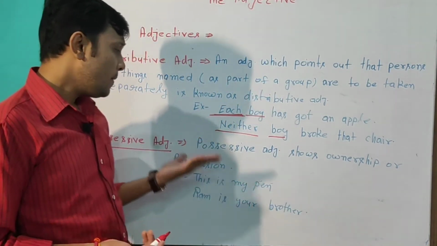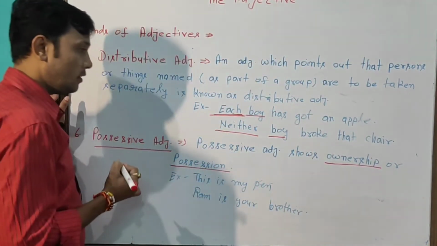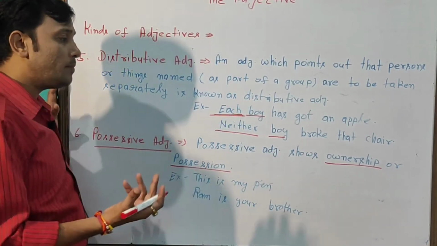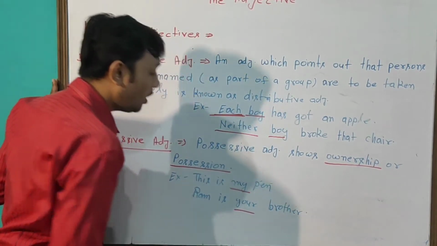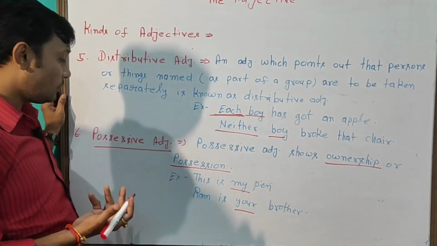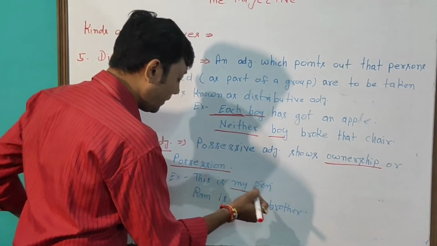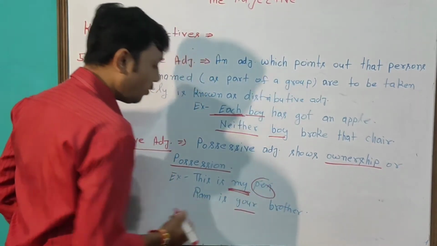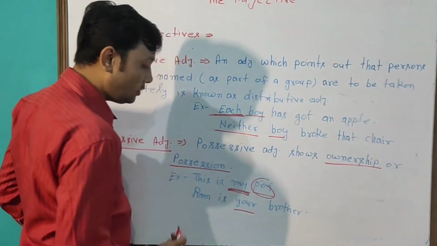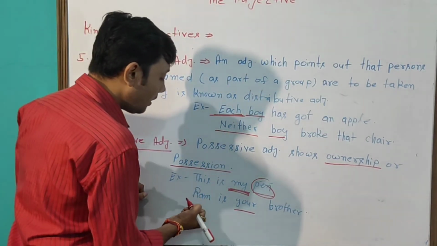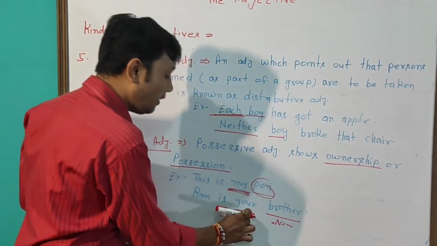Possessive adjective is very simple. What is a possessive adjective? Possessive adjective shows ownership or possession. Ownership means possession, means adhikar. This is my pen: my, your, our. These are possessive adjectives. This is my pen, means whose possession is on this pen? My. That is why here my is a possessive adjective, because after my a noun is used. That's why this is an adjective. Ram is your brother. After your, a noun, brother, is used. That's why this is a possessive adjective.